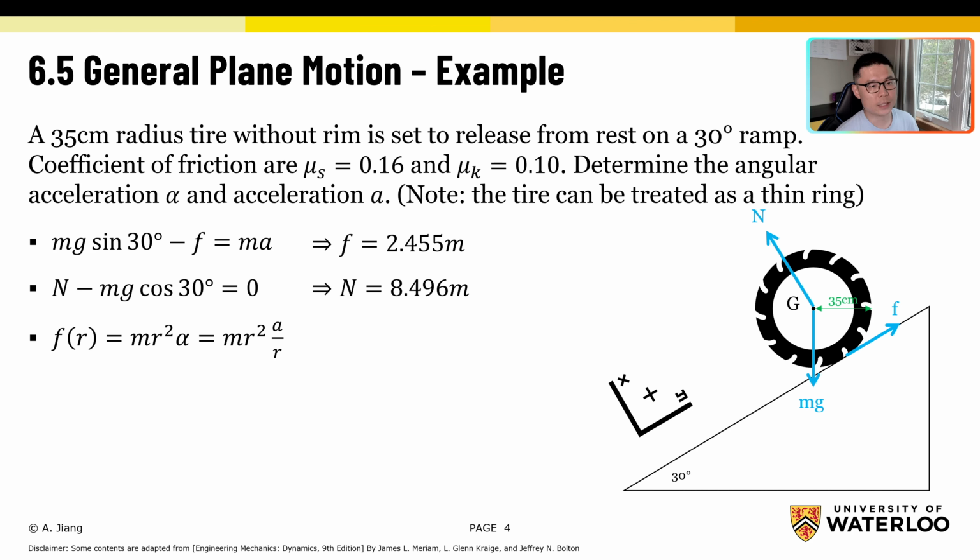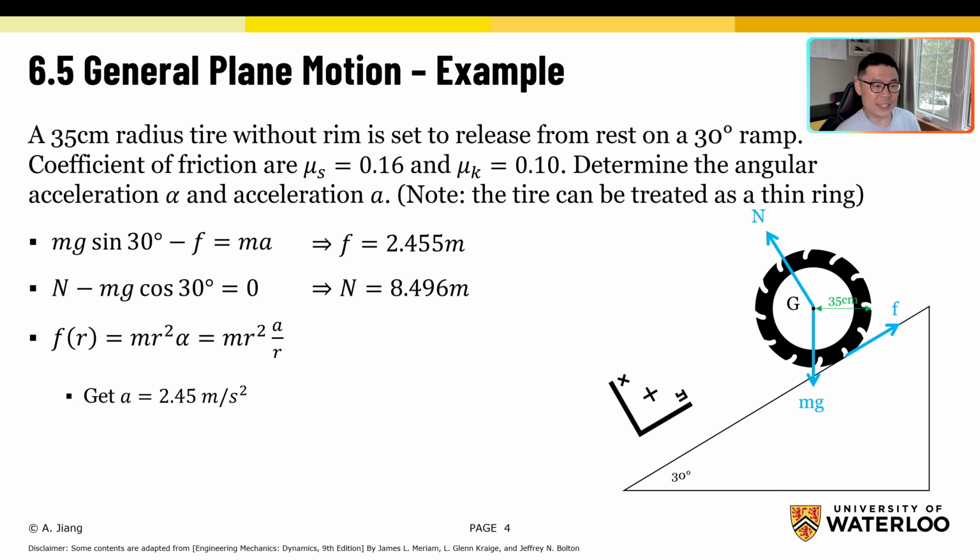From the sum of Fx and Fy, we can get the friction is 2.455 m. Now the m is mass. I'm not subbing any mass number here because I don't know the mass. So 2.455 m, with m representing mass, which is unknown, and the normal force is 8.496 m. Then, from the sum of moment equation, we can calculate the acceleration is 2.45 meters per second squared. Seems pretty easy and straightforward, but is that all?